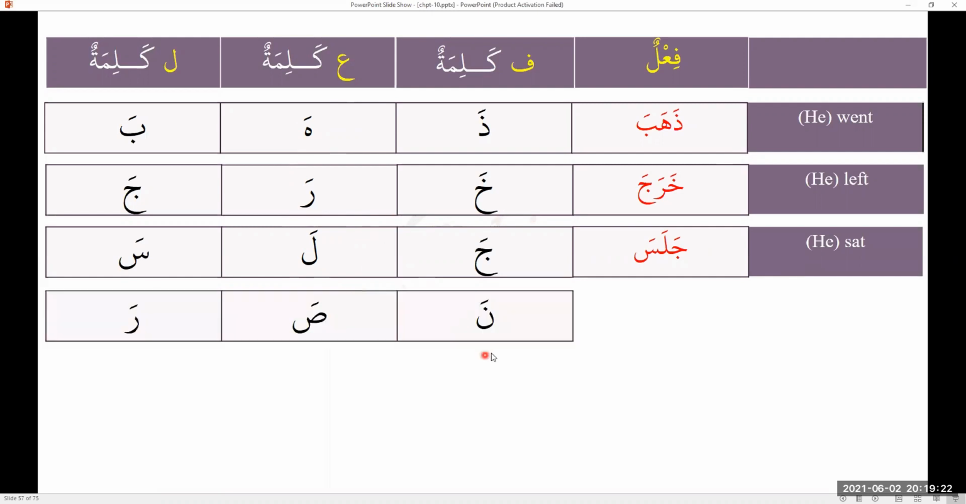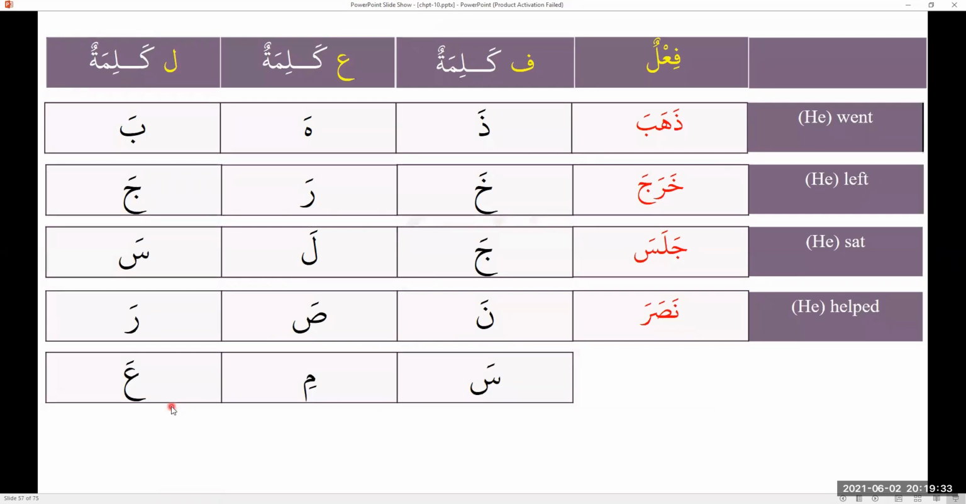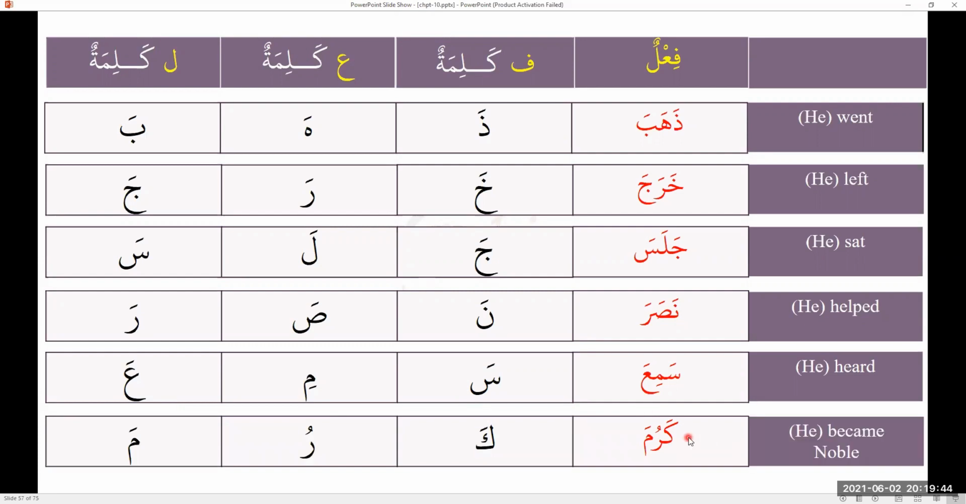So in the same way, nasara. Nasara means he helped. Sami'a, he heard. Karuma, he became noble. Karuma is from karam. He became noble. So these are a few examples of fi'lul madi.